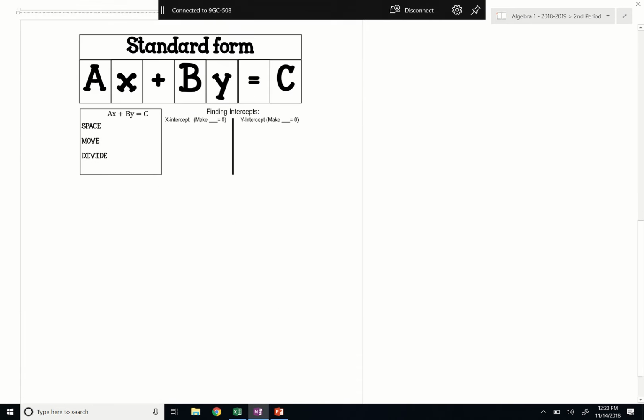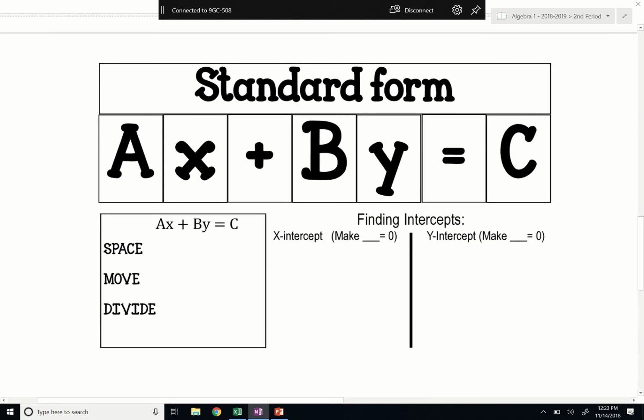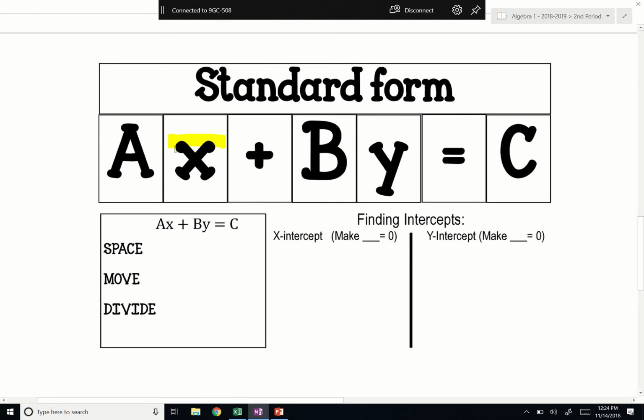It should actually look like this. Does everybody see this when you look at it? Okay, so right now, standard form. What automatically tells me something's standard form? All the letters? Perfect. X and Y are on the same side of my equal sign. Are we okay with that?